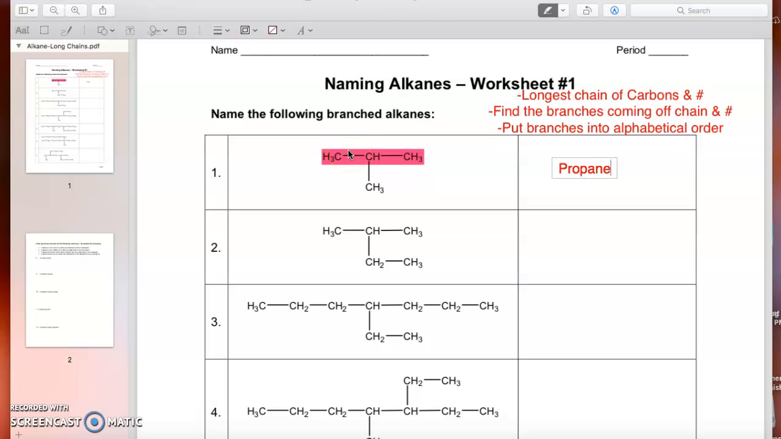So that is coming off of carbon number 2, so we're going to label that 2. And it is only 1 carbon coming off, and if you look at table P, 1 carbon would be meth. And for these little branches that are not included in my highlighted area, those are going to end in YL. So this would be 2-methyl propane. Okay, this is like a roadmap. Think about you're giving directions. So I'm telling whoever's drawing this that they're going to have a total of 3 carbons in their chain, and then at carbon number 2, there is a methyl group coming off, meaning 1 carbon.